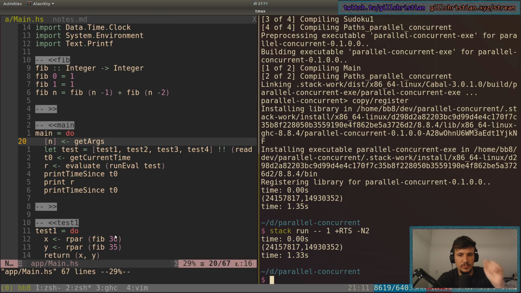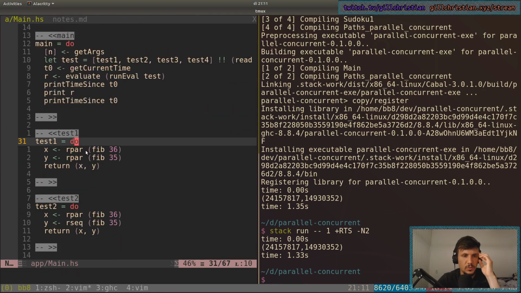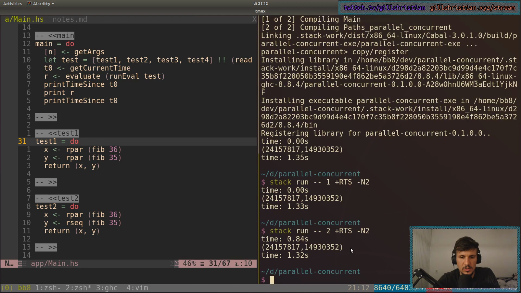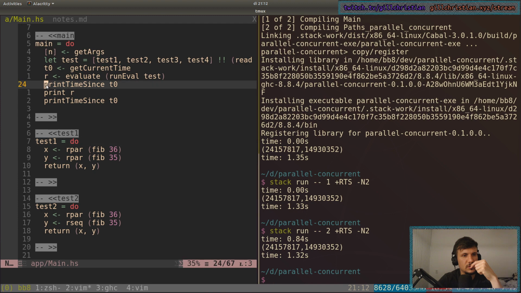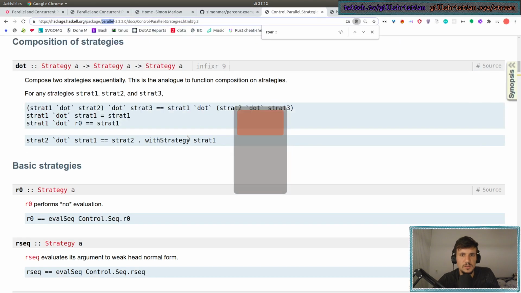Okay, so the first example that runs both in parallel, it takes 1.3 seconds. But let's try the second example, which runs one in parallel and the other sequential. And yeah, so it takes the same amount of time, but it looks okay.